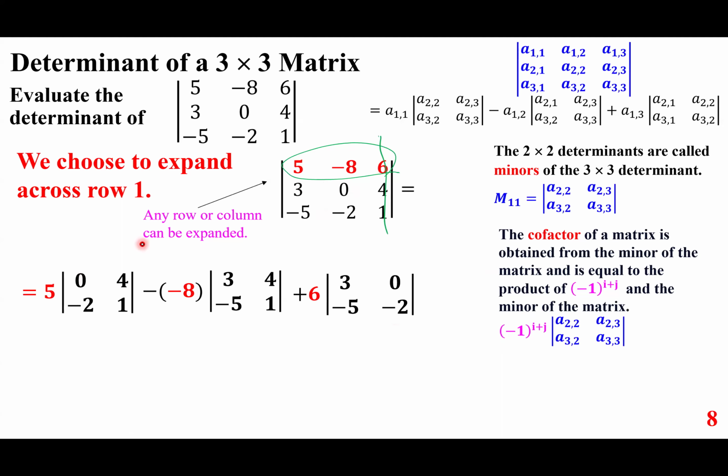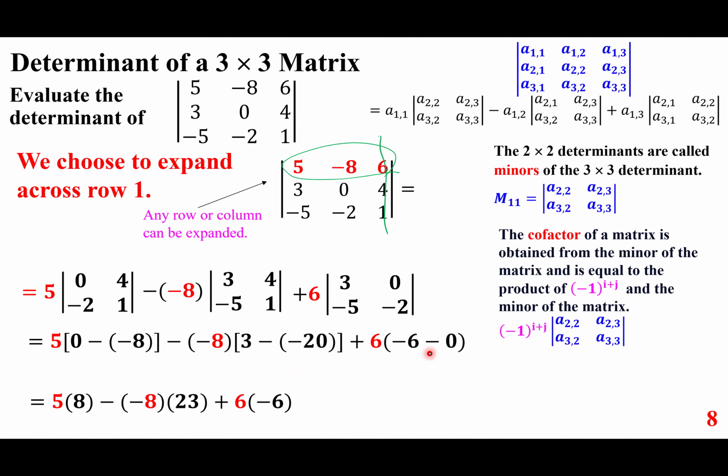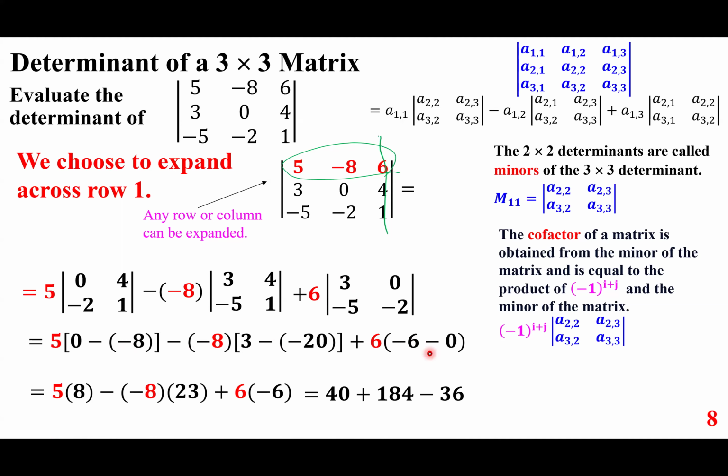Now let's calculate each determinant. This one, AD minus BC, okay? 0 times 1 minus -2 times 4. That means 0 minus 8. This one, 3 minus -20. This one, -6 minus 0. So this is +8. This is +23, 6 times -6. And they add up to 40 plus 184 minus 136, and it's 188.